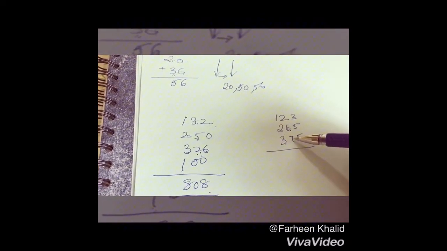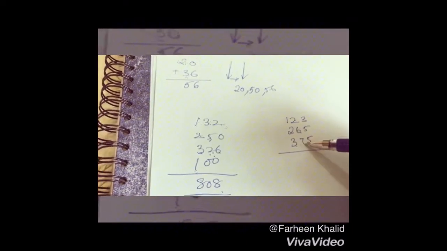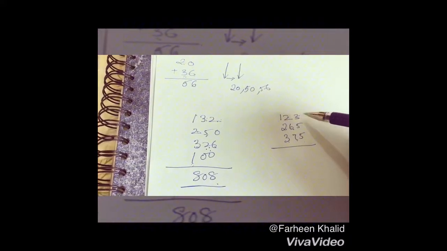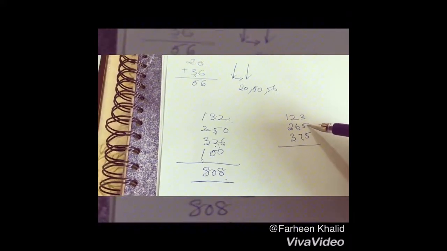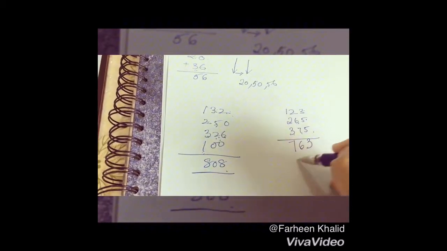What I quickly do in my mind is I take a 2 from here. 680 becomes 700, and 5 is left, so 750, 753, 758, and 763. So our answer here is 763.